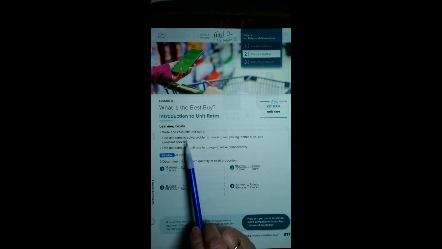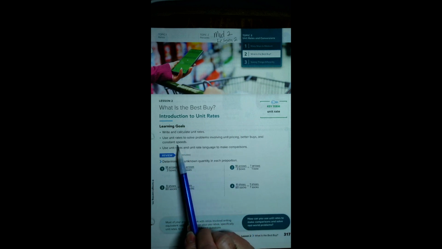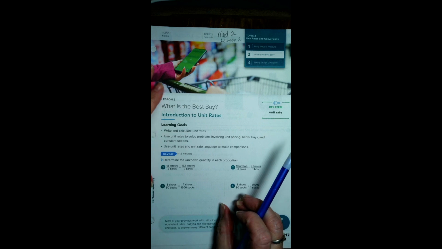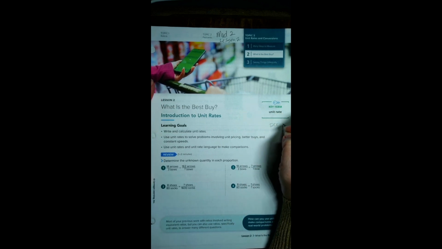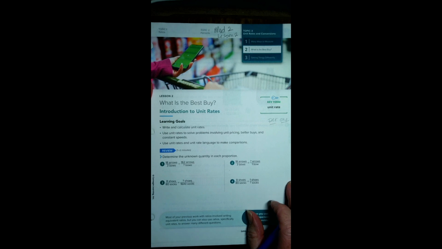Learning goals: we're going to write and calculate unit rates, use unit rates to solve problems involving unit pricing, better buys, and constant speeds. Use unit rates and unit rate language to make comparisons. Our term will be unit rate, which is going to mean per one for unit rate. We'll talk about that in more detail in a minute.